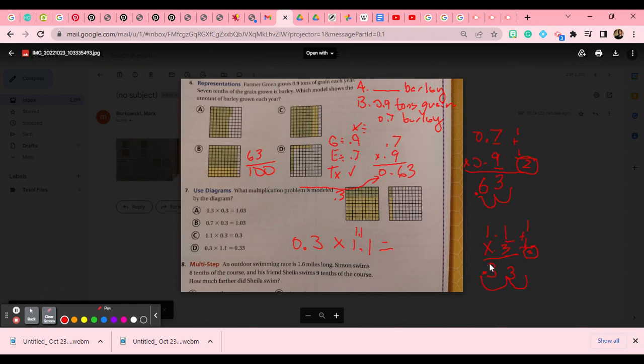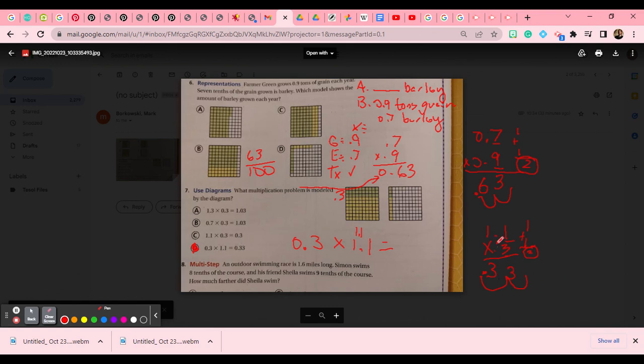Remember, do not drop the decimal. So 3 and 3 tenths is our answer. I'm sorry. 33 hundredths is our answer. My apologies there. 33 hundredths is our answer. And the other one here, C, looked pretty close, but they didn't get it right on their algorithm. Their equation is right, but they had the wrong product.